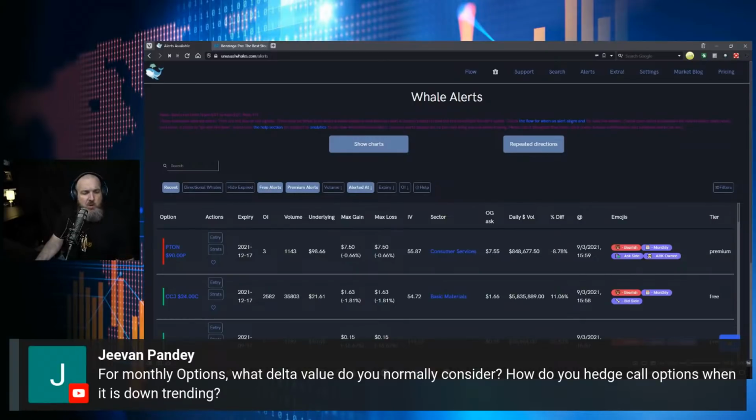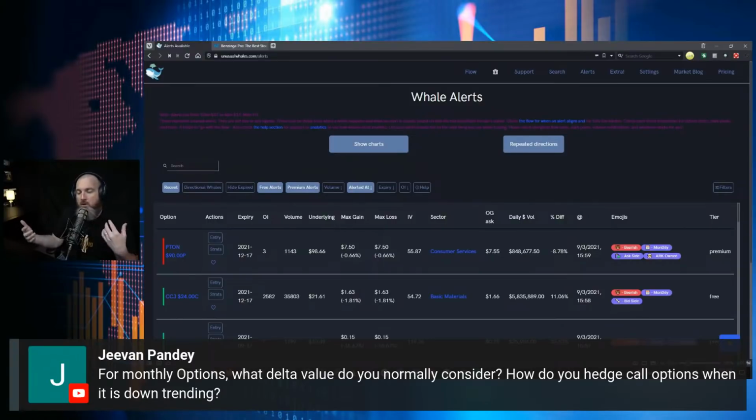Monthly options, what delta value do you normally consider? So that's the thing. Normally I'm going to get at least 50. But it depends on what the contract is. Let's say I'm playing a really far out of the money call that is a swing trade that had a ton of volume go into it, and the delta is really low. Basically, I'm going to buy so many contracts that my delta is now worth it. So when we actually do get that spike, I can capture that movement.